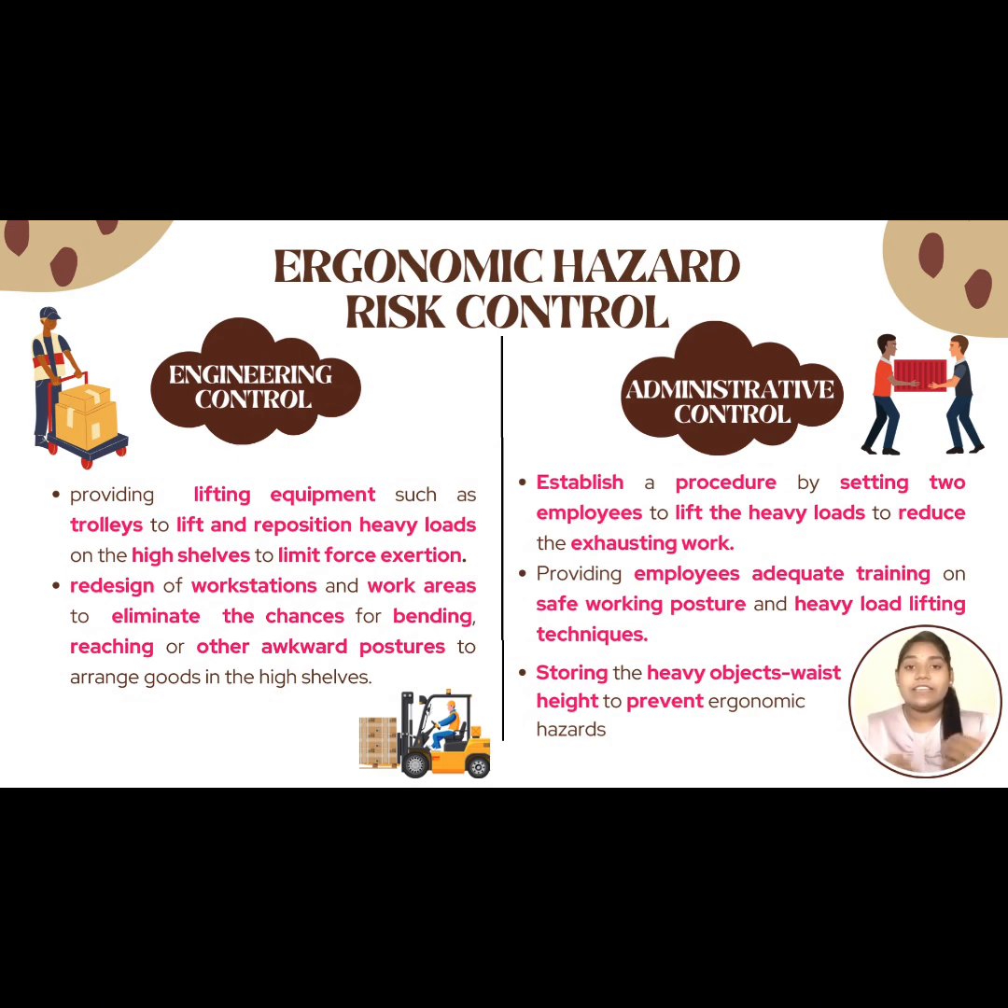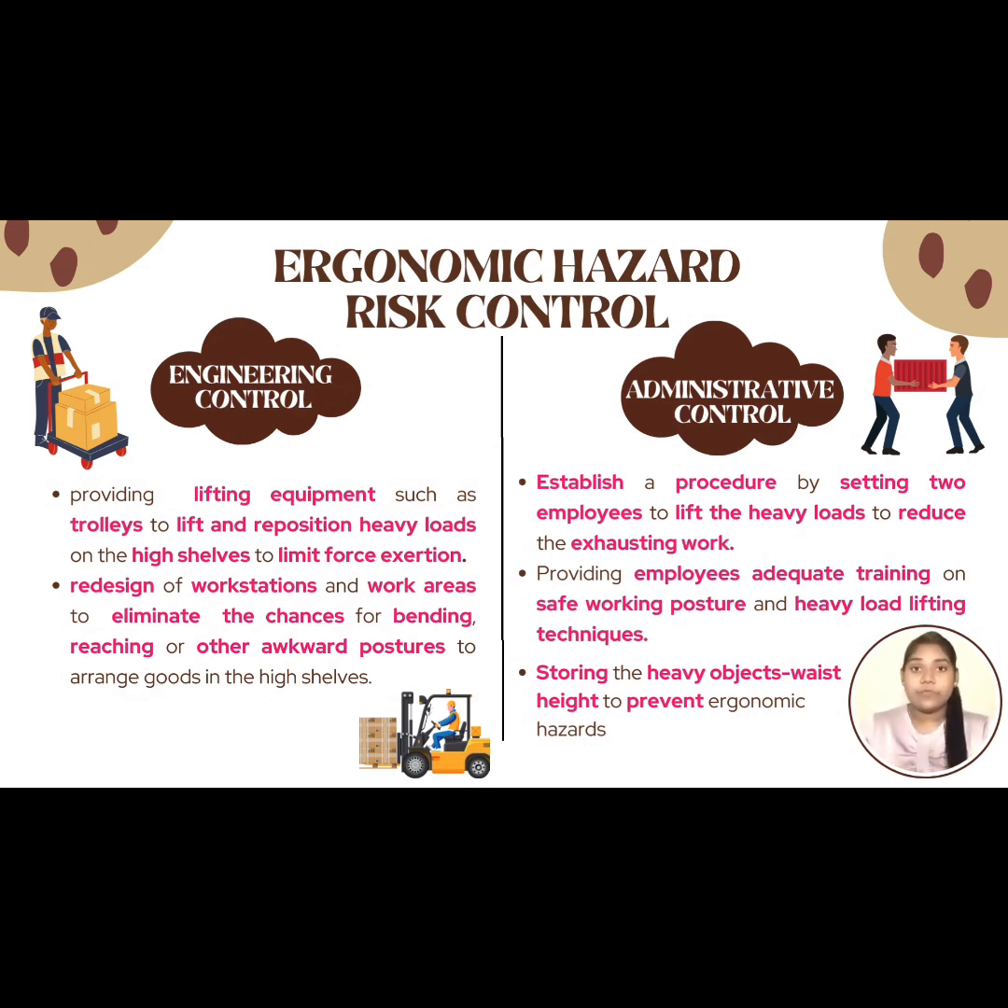In addition, redesign of workstations and work areas also can be done to eliminate the chances for bending, reaching the high shelves or other awkward postures to arrange the goods in the supermarket. By these engineering controls, the employees can easily prevent themselves from ergonomic hazards and can eliminate the existing risk in their workplaces. The second risk control is administrative control.